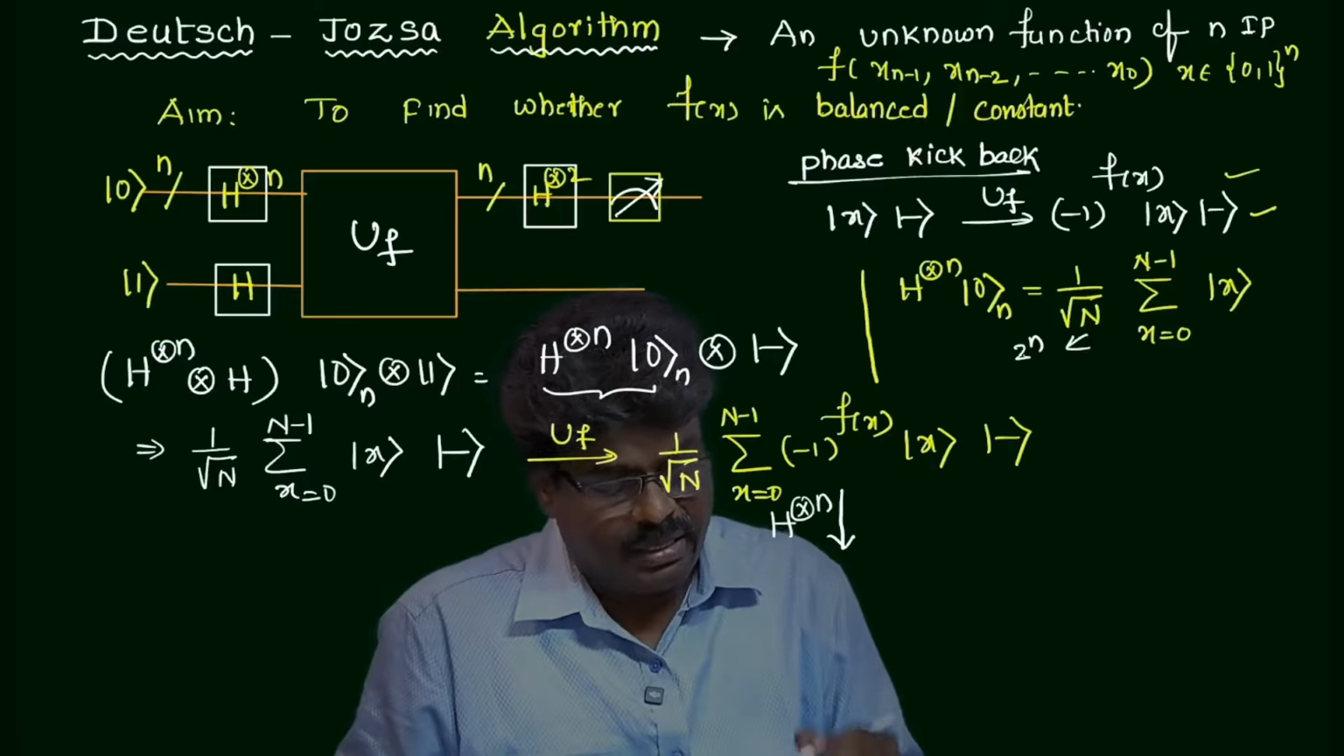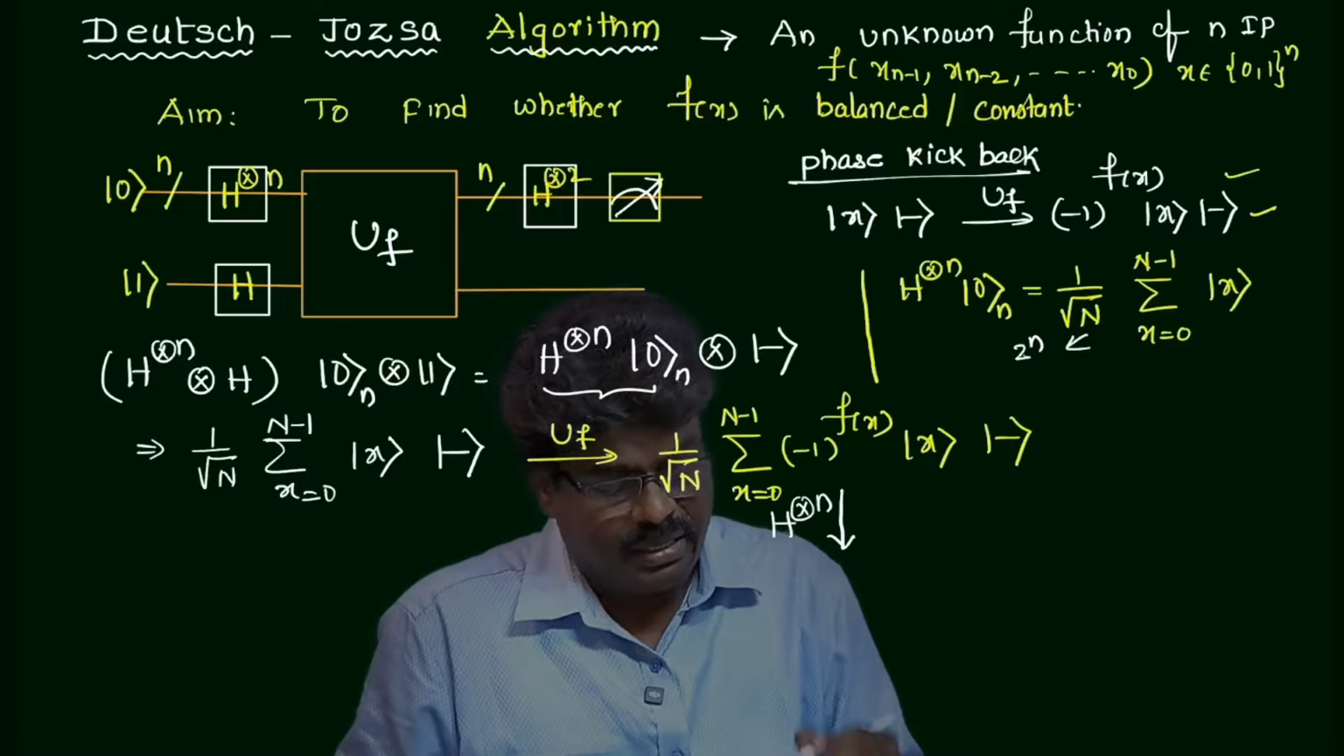Then this summation can be written as half of 1 by n summation minus 1 whole power f of 0, plus half of 1 by n summation minus 1 whole power f of 1. Here f of 0 equals 0, so definitely you will get a plus 1, and here f of 1 equals 1, that's why you will get a minus 1. So finally you will get a 0.